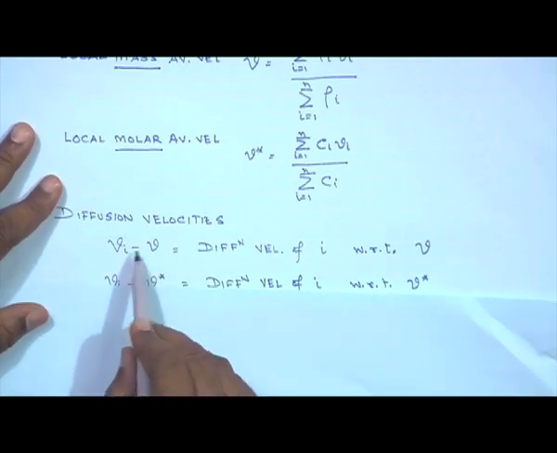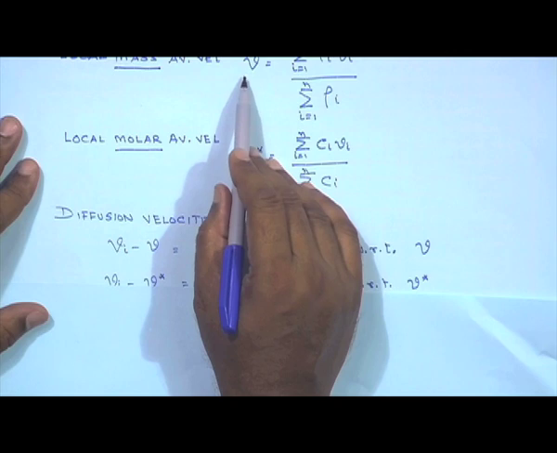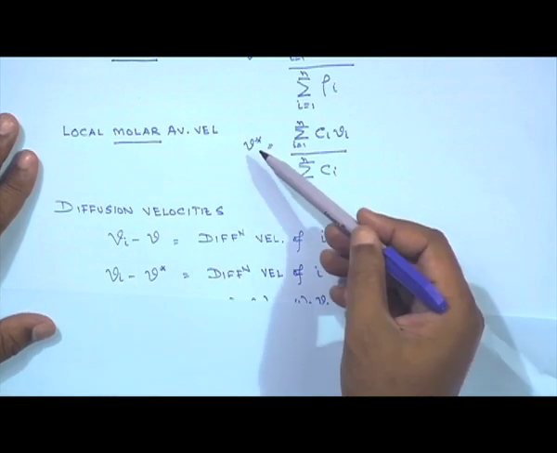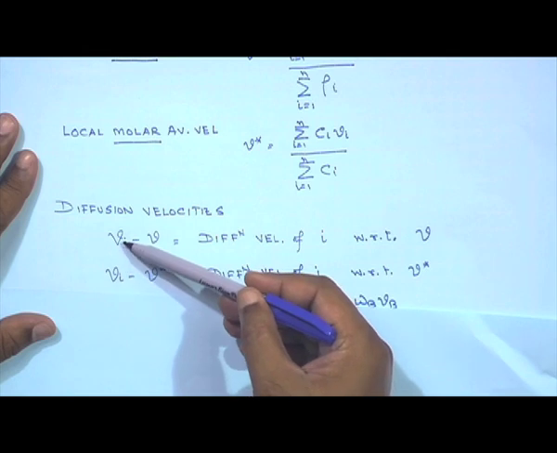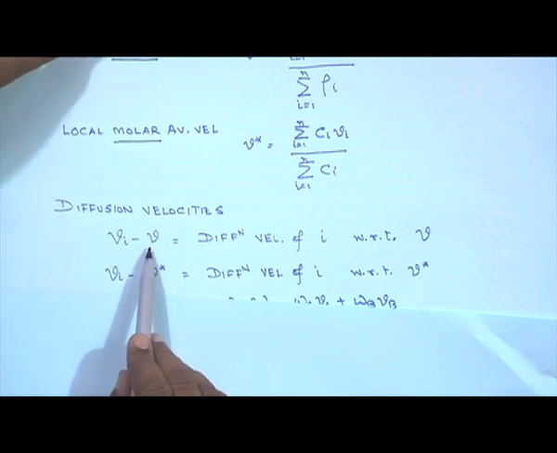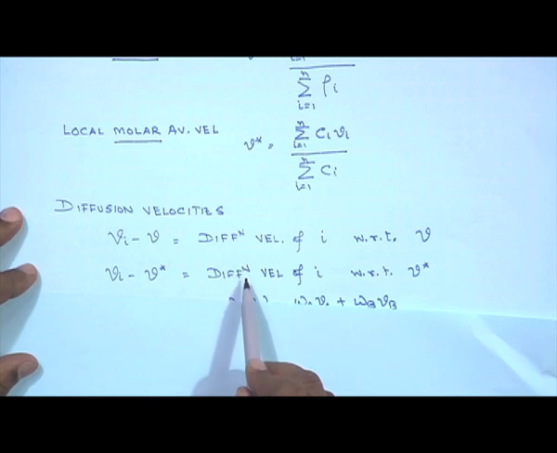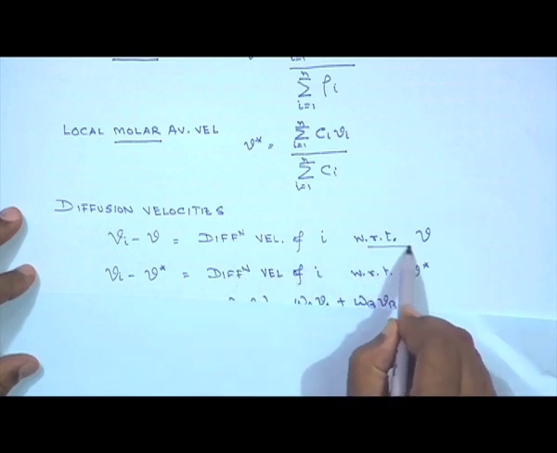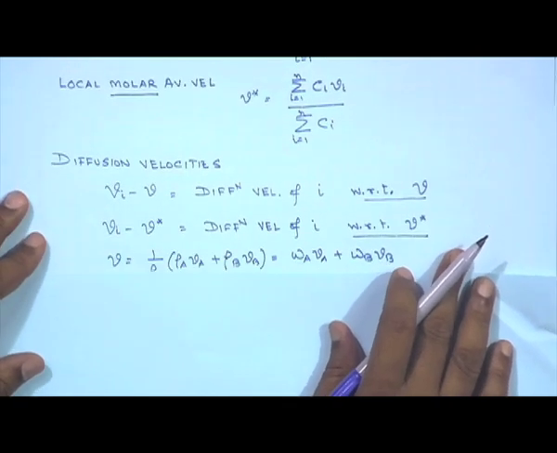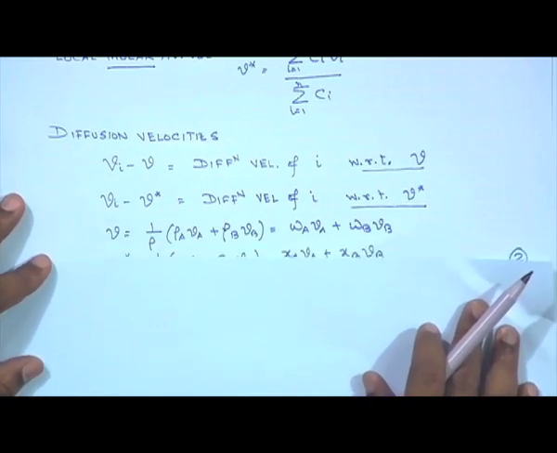Now the way you have expressed the diffusion velocity, where the basis is taken as the local mass average velocity, you can take the basis as local molar average velocity, as in V star. So the relative velocity of the component can be expressed with respect to the mass average velocity or with respect to the molar average velocity. Both are diffusion velocities. One is with respect to V, the other is with respect to the molar average velocity. So these are the two diffusion velocities that are quite commonly used for mass transfer.